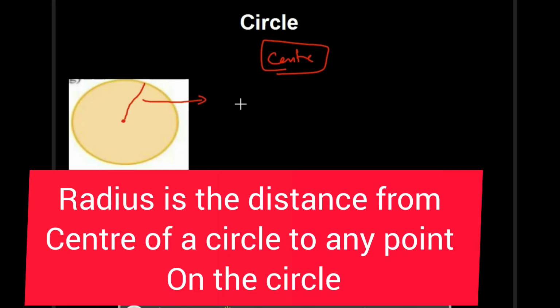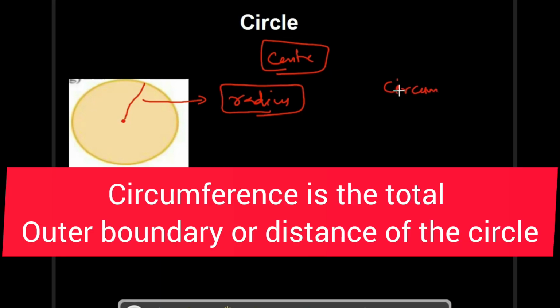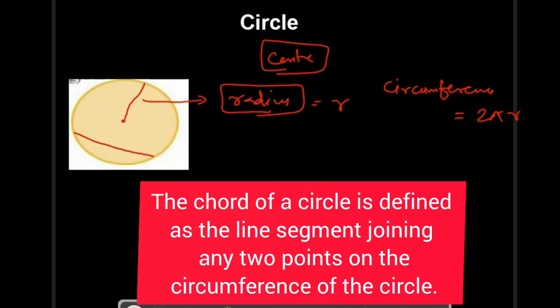If I try to draw a line, the distance between these two points is known as the radius. So radius is the distance from the center to the circumference of a circle. Now this whole length is known as the circumference, or the perimeter. The circumference is 2 into pi into r, where r is the radius.